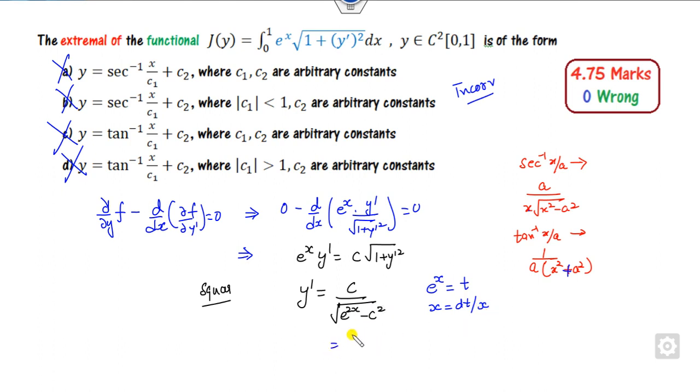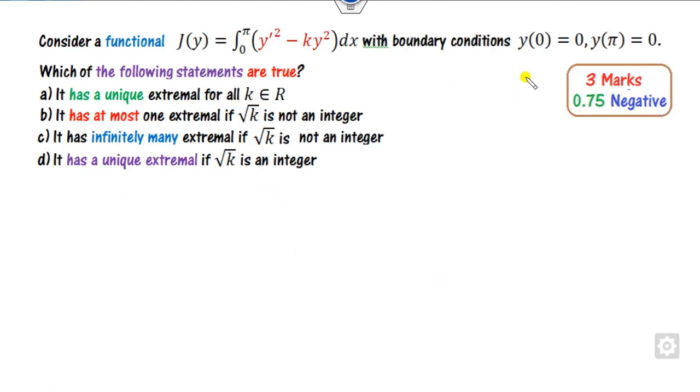Now you can substitute the value here. So if you substitute, what is that? This is dt upon t square minus c square. So what is the answer of this? This is secant inverse of t upon c, where t is my e raised to power x, plus another constant. So it means the right answer is e raised to power x plus a constant. Anyhow, this is the incorrect option which is given in this problem.